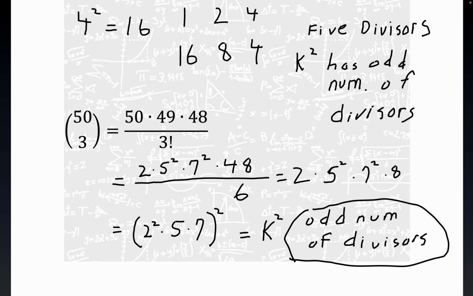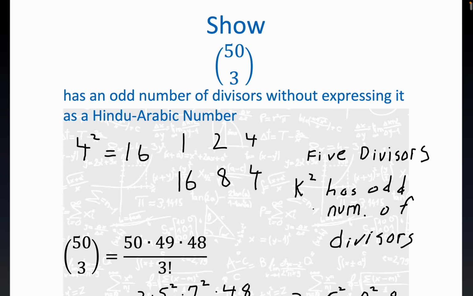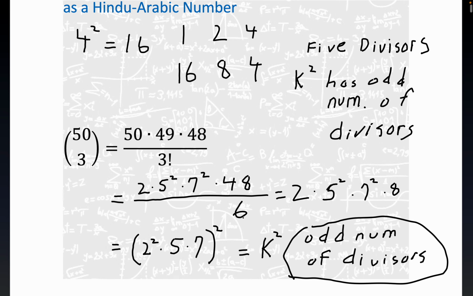Okay, folks. And again, I think it's kind of neat if you can do something to ease your computations right here. The whole trick here was just to not have to actually calculate this number and prove that it had an odd number of divisors. And we managed to do that.